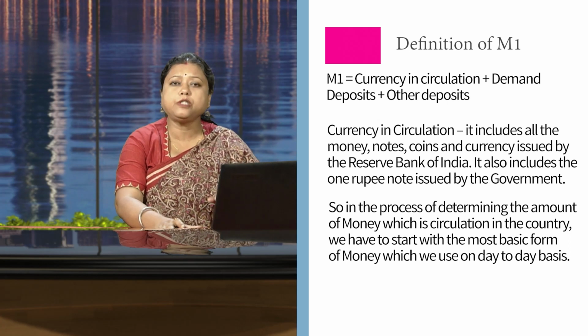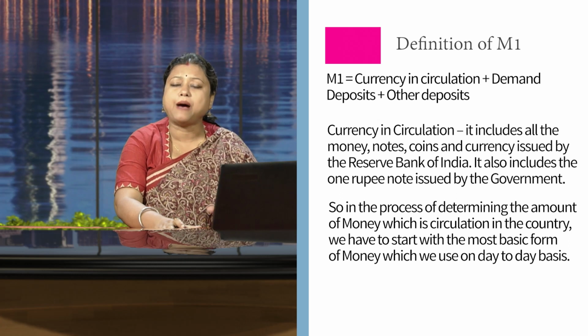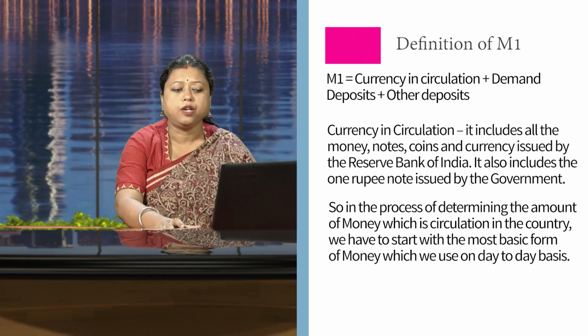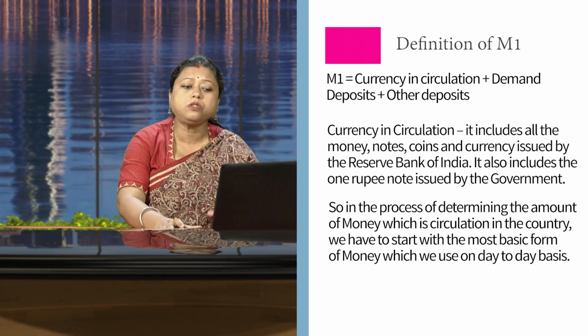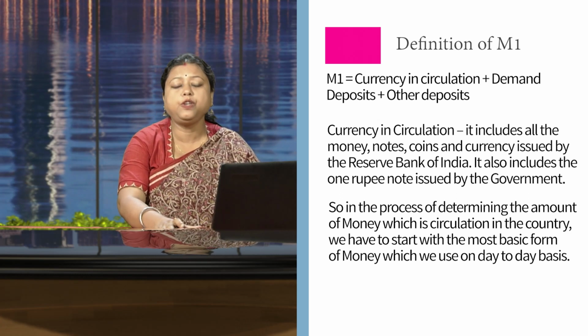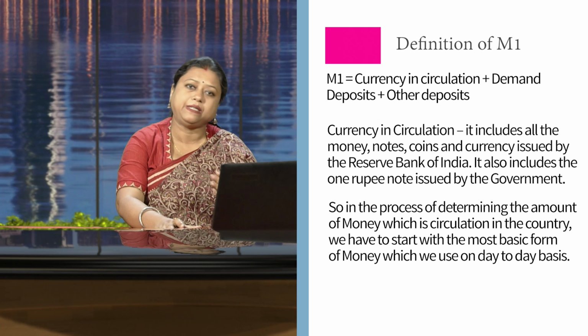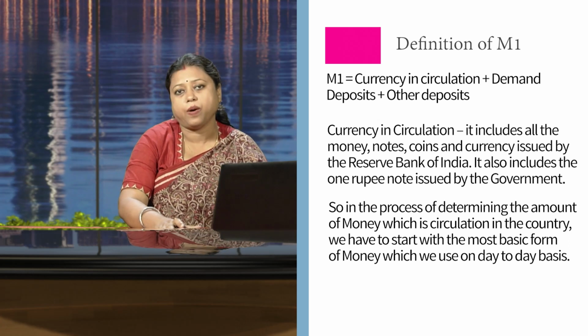So, in the process of determining the amount of money which is in circulation in the country, we have to start with the most basic form of money which we use on a day-to-day basis. That is currency and coins in circulation. Now, next in the definition of M1 is the demand deposits. The money which we deposit in banks, only commercial banks, mind you, is called demand deposits.